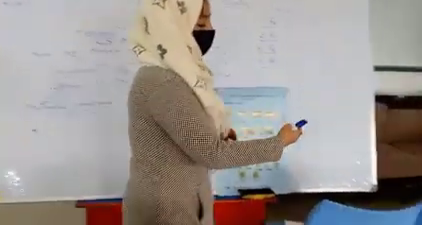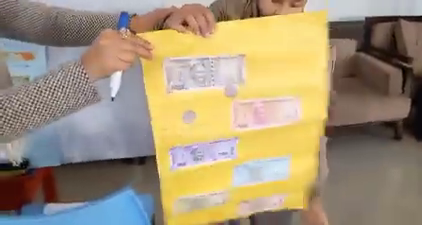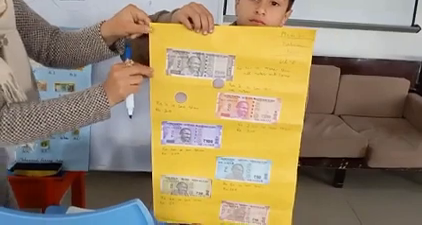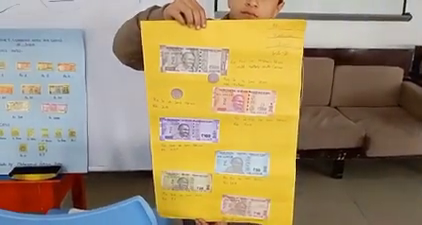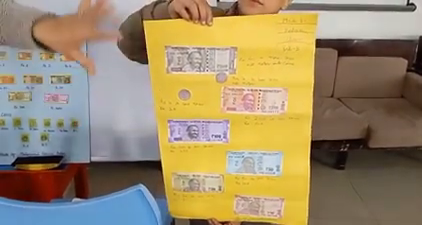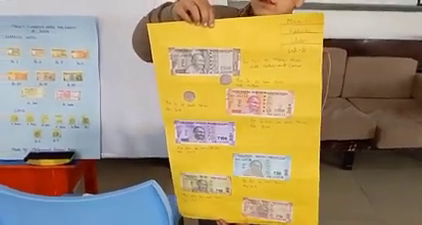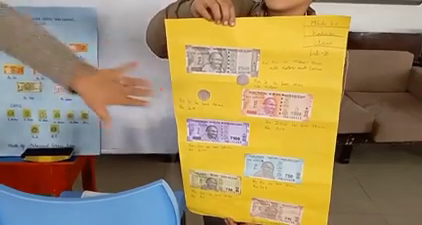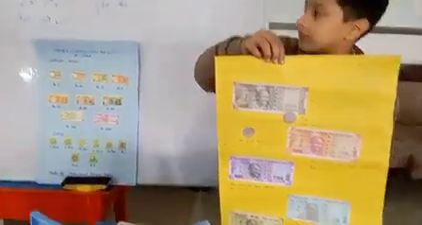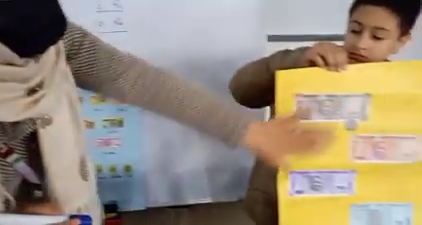Now we will discuss paper money. Farhan, come forward and hold the chart. These are the different denominations of paper money. What kind of money? Paper money. We can also call paper money notes. So here are the different denominations.